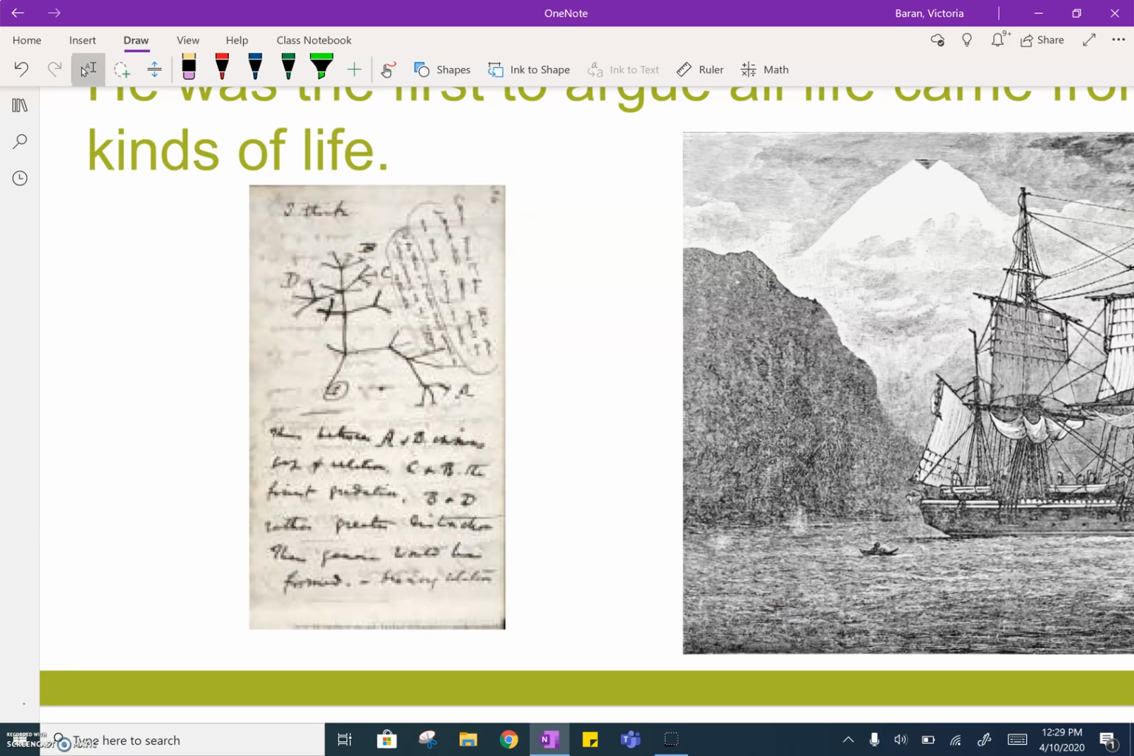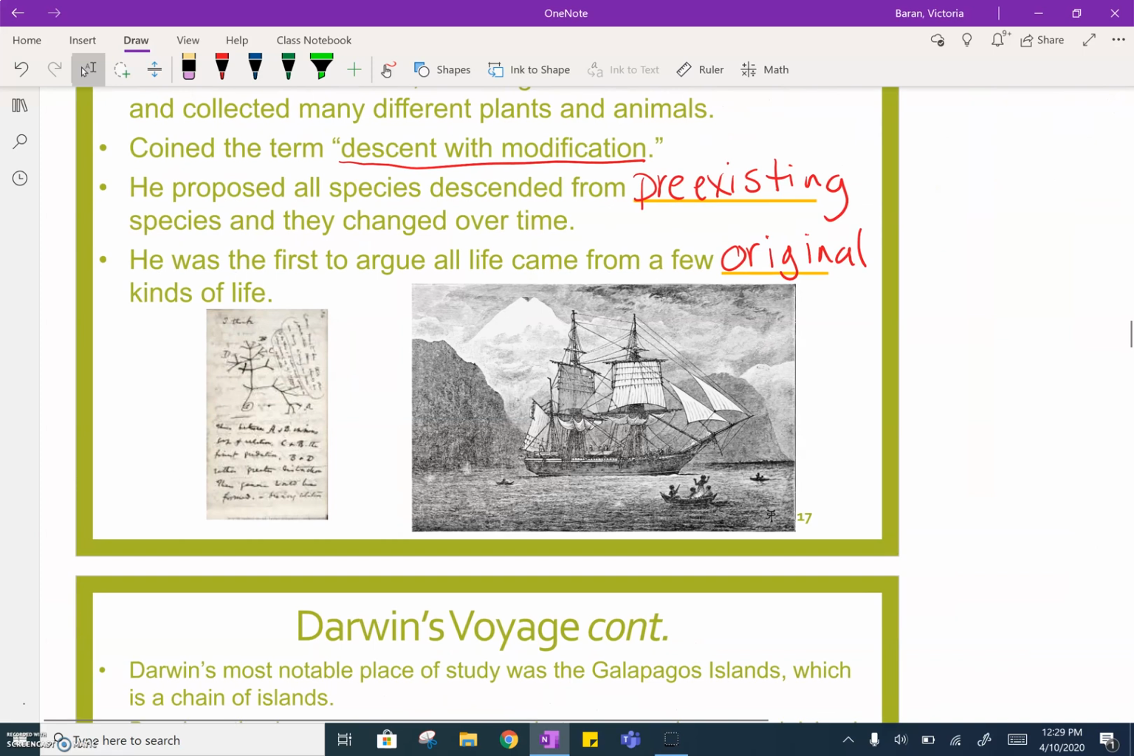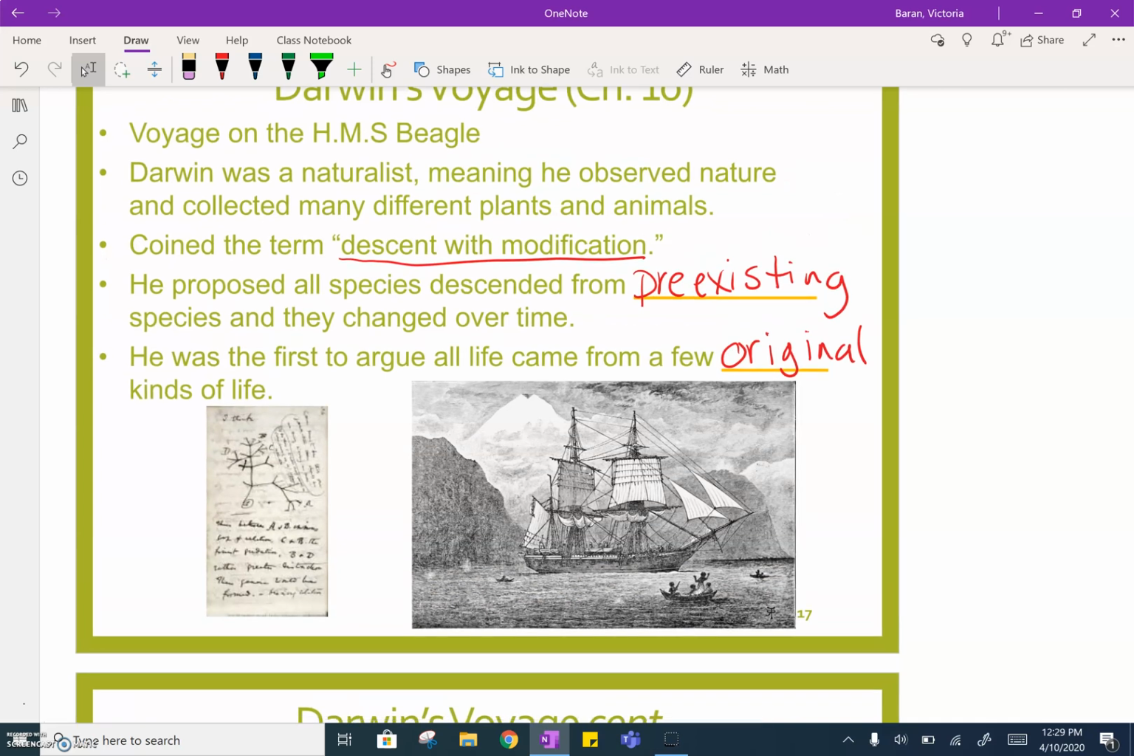These were his original notes, and he shows this branching tree, which when we get to cladograms and phylogenies later on, I'll talk about them more. This is essentially showing how we start with a common ancestor and we get branching into different species through the process of natural selection, and again, which is evolution because the species are changing over time.